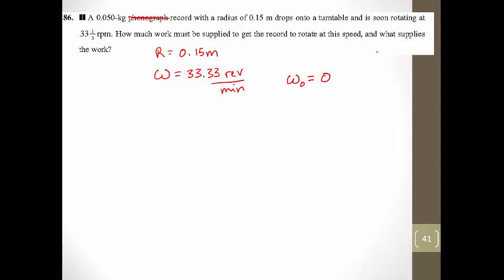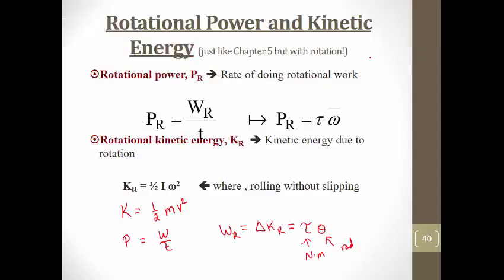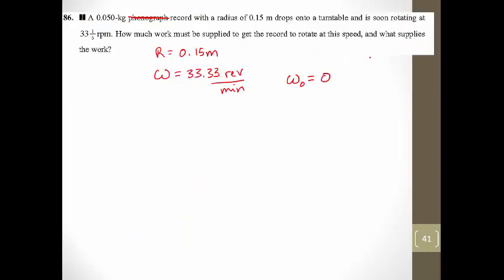And what supplies the work? Well, the turntable does. We want to know about the work. Those little w's are not w's, they're omegas. We could represent the work done two different ways: as the change in kinetic energy, or the torque times the angular displacement. But here we don't know the torque or the angular displacement, but we do know the angular speeds.